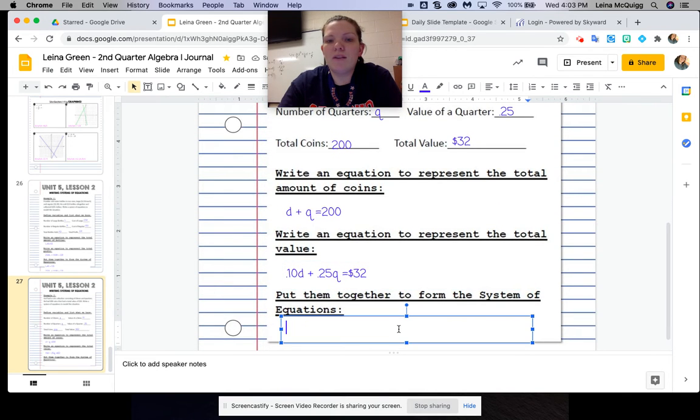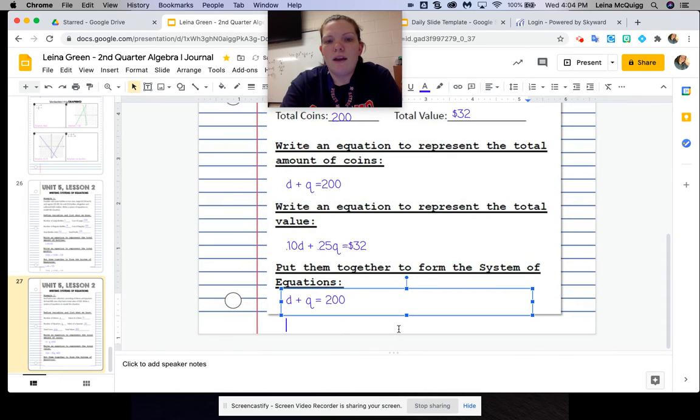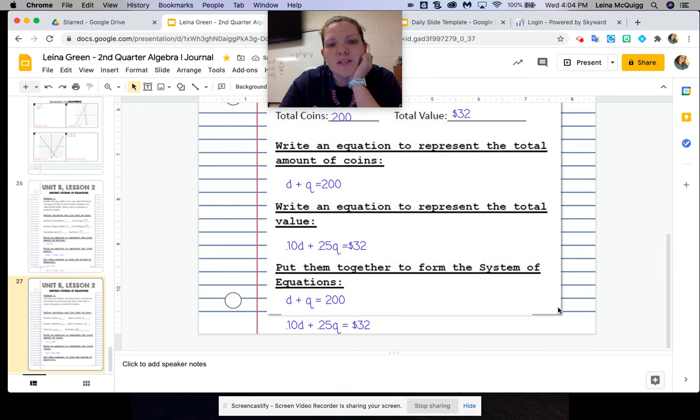So put them together to form the system. So we have D plus Q equals 200. And then we also have 0.10 D plus 0.25 Q equals 32. And they're together, that's our system. So that's it, we're writing these equations.